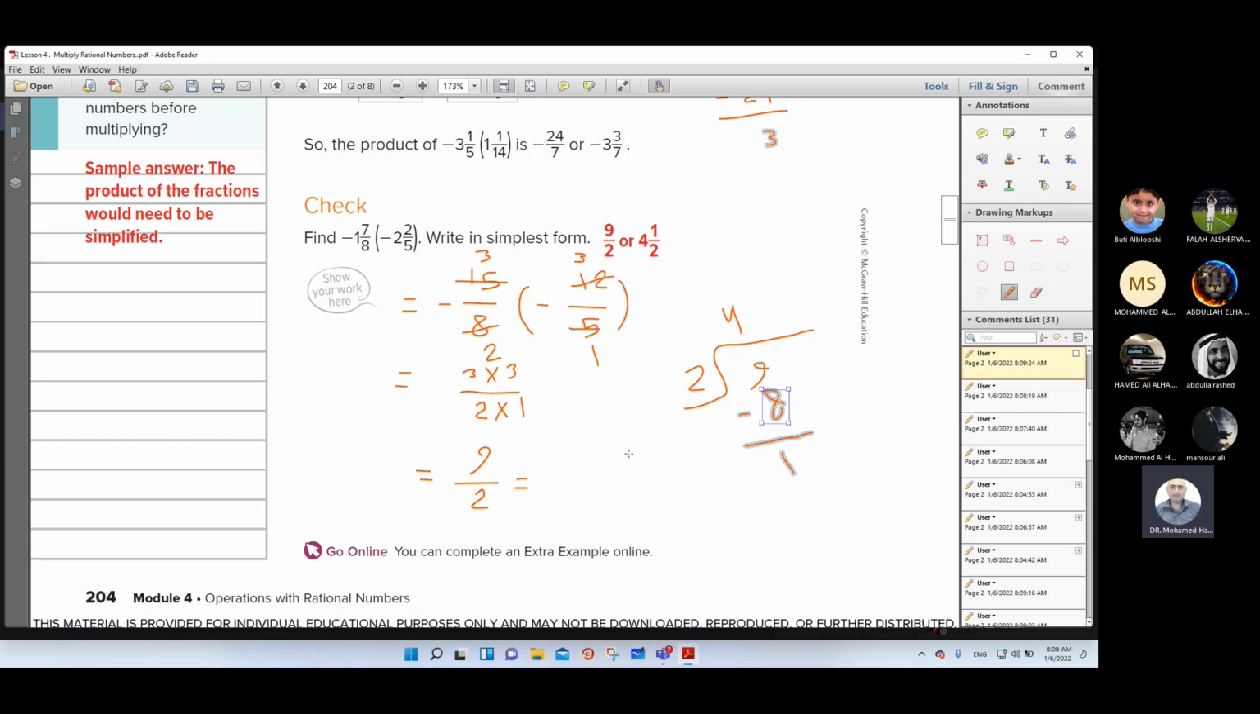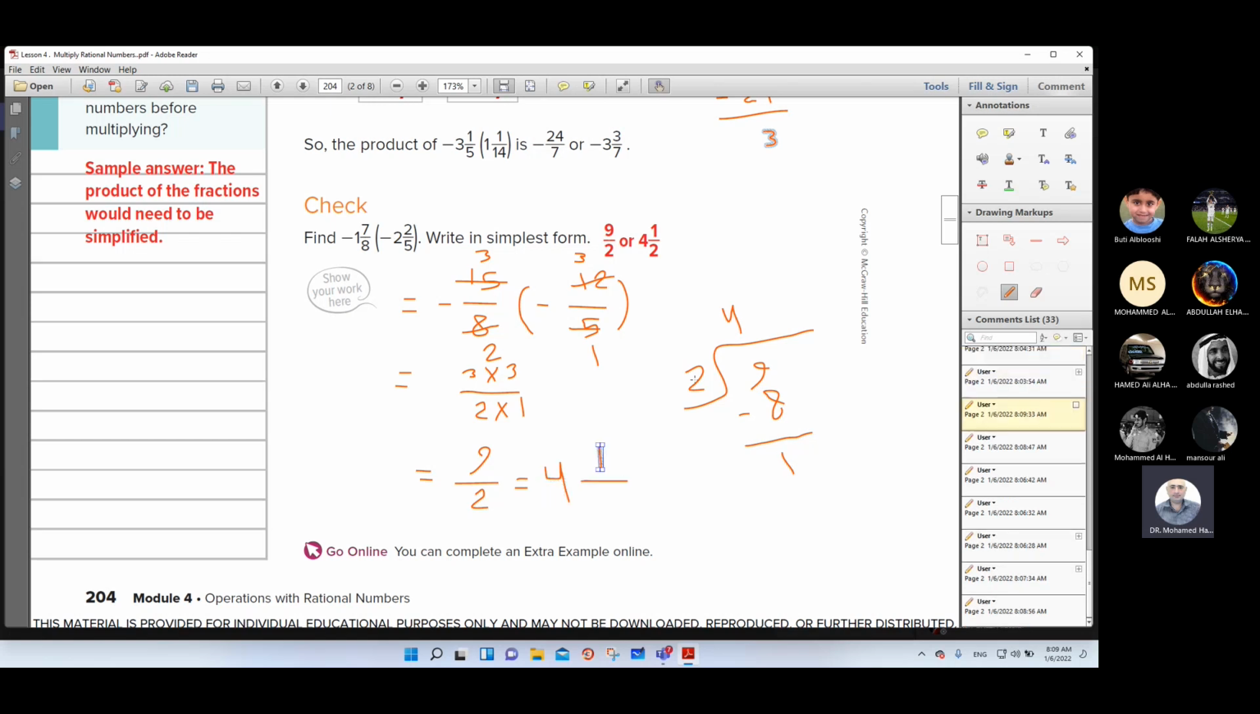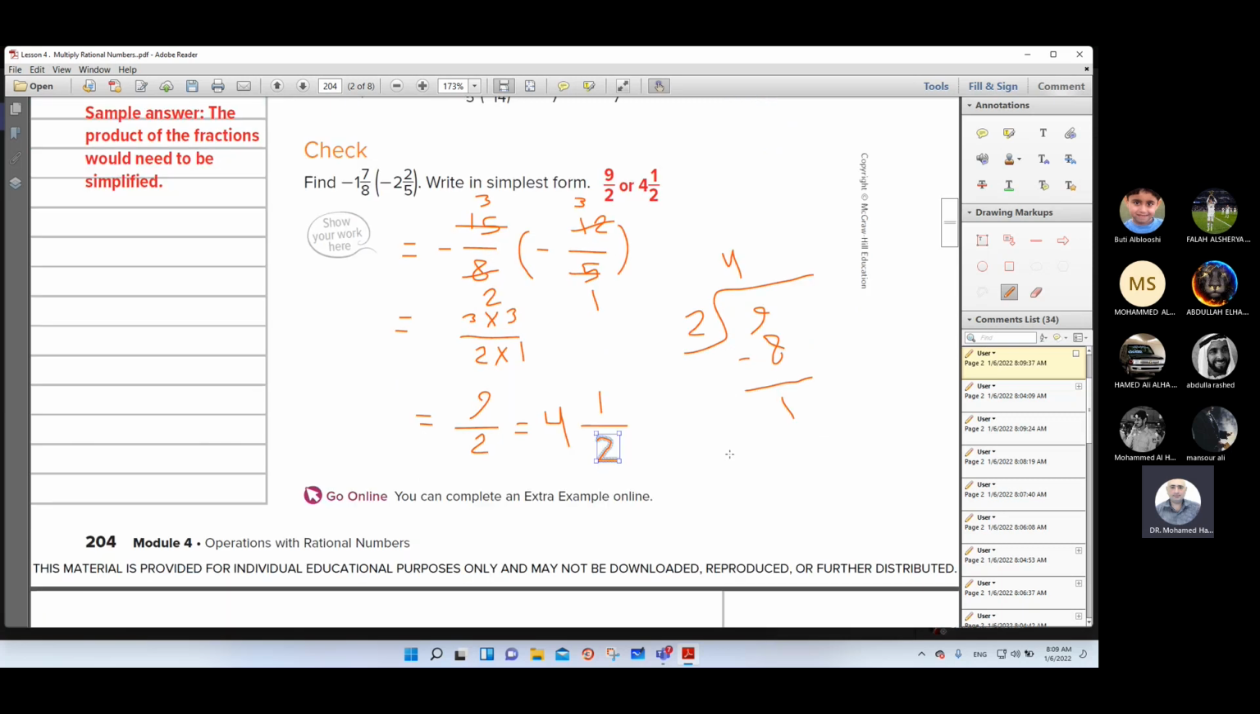So the quotient here, this is the whole number, 4. And the remainder in the numerator. And the divisor here in the denominator. So the answer will be 4 and half. 4 and 1 over 2. Positive.